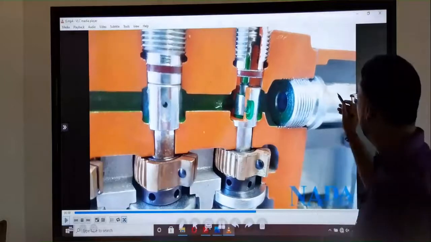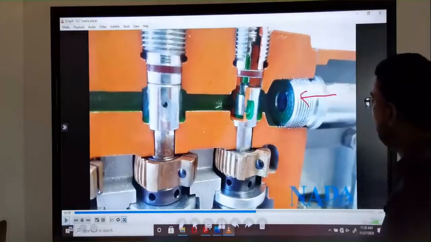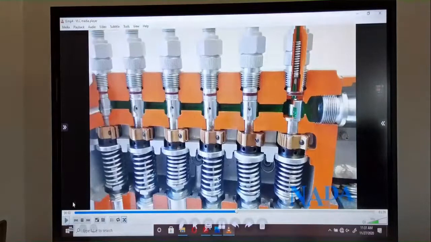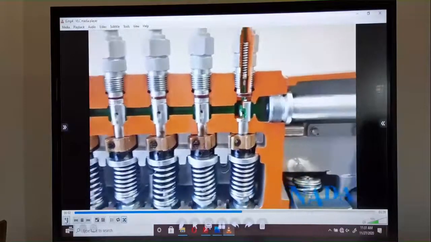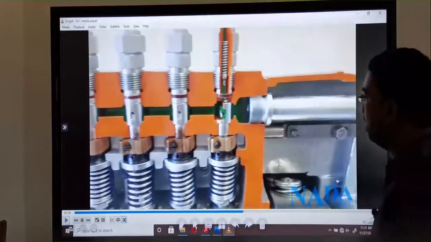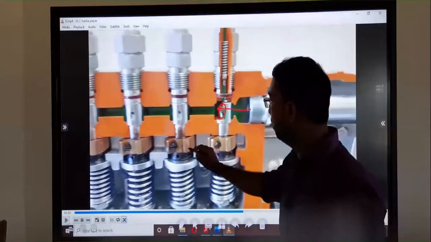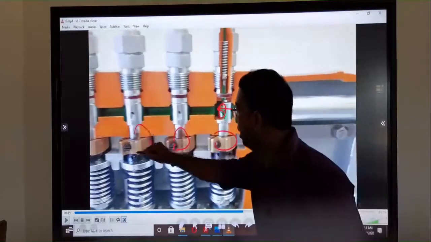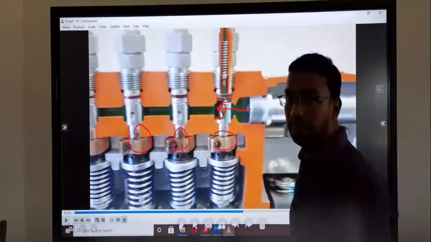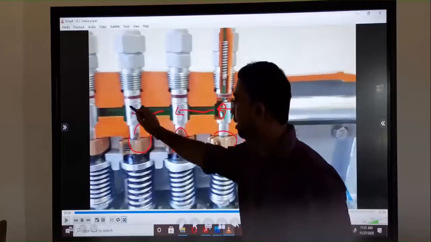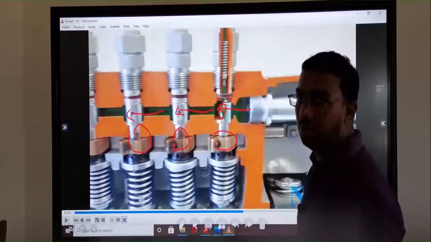So the main fuel comes like this. When this is open, because of this lever, all of them open at the same time. This also connects at the same time. The lever is connected with all these plungers. So when this path is open, the fuel goes to this area and fills all these plungers.